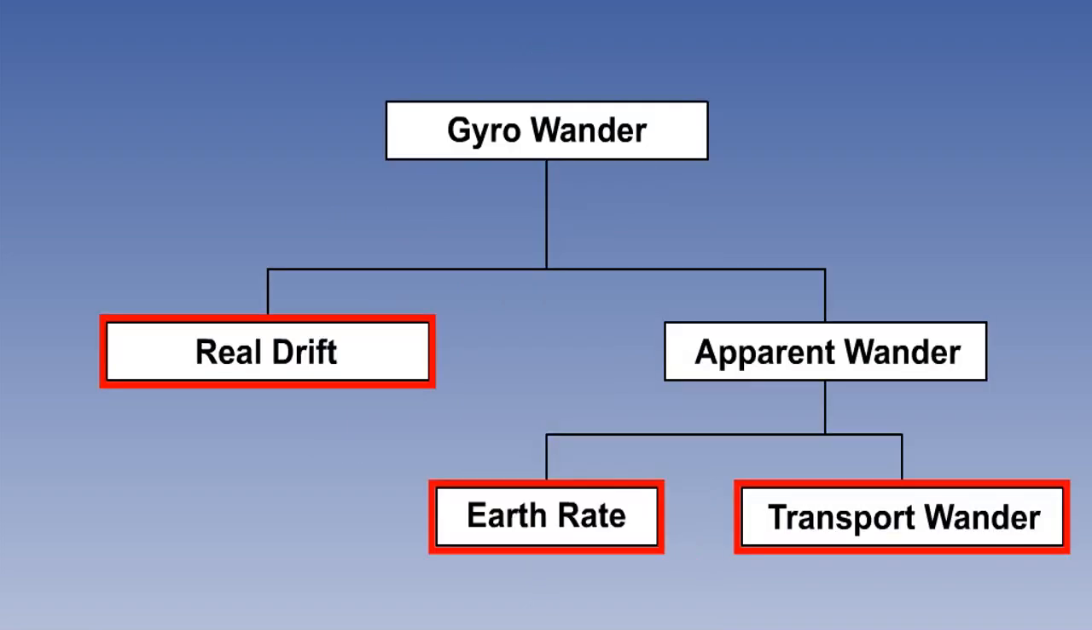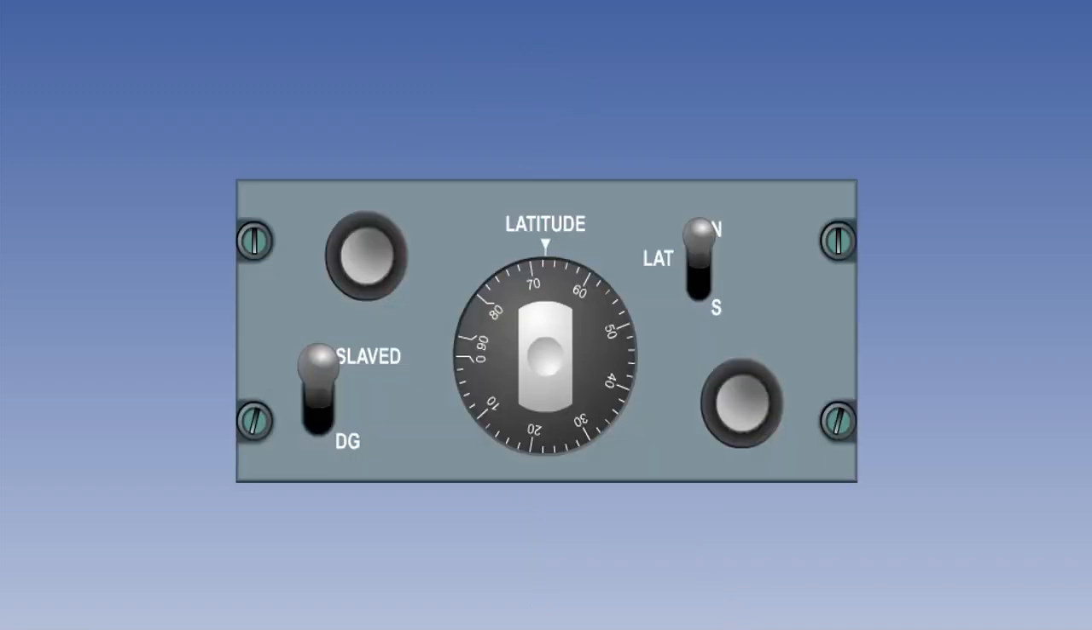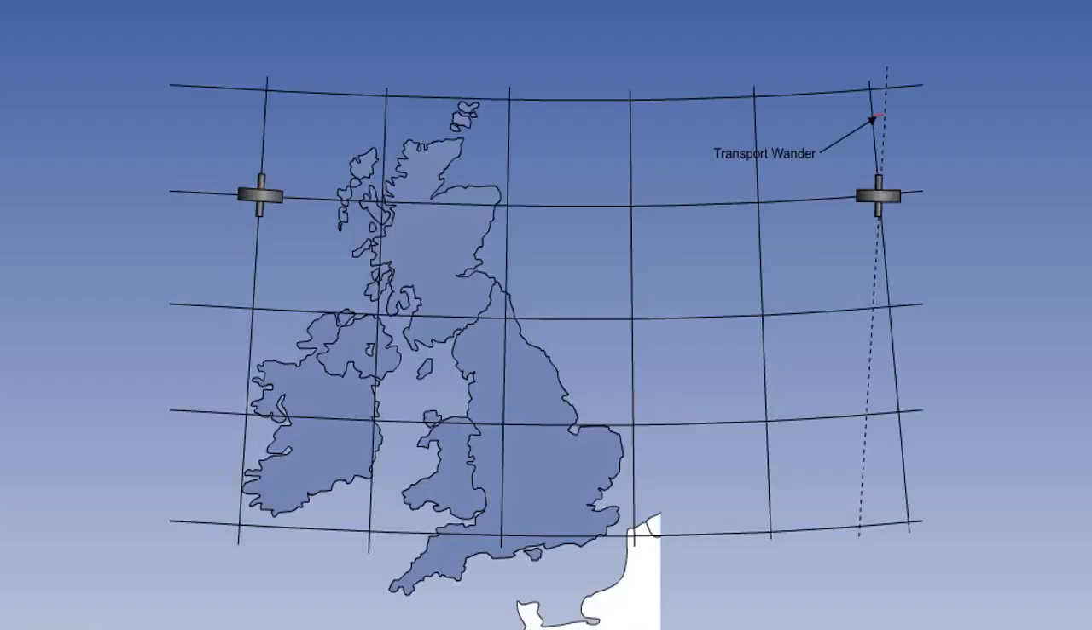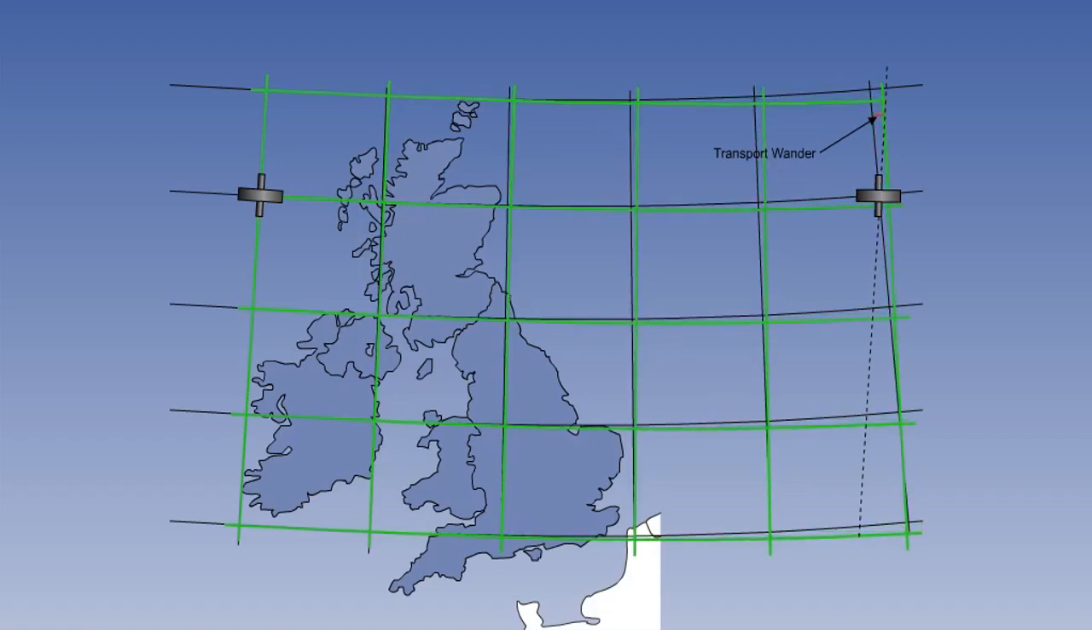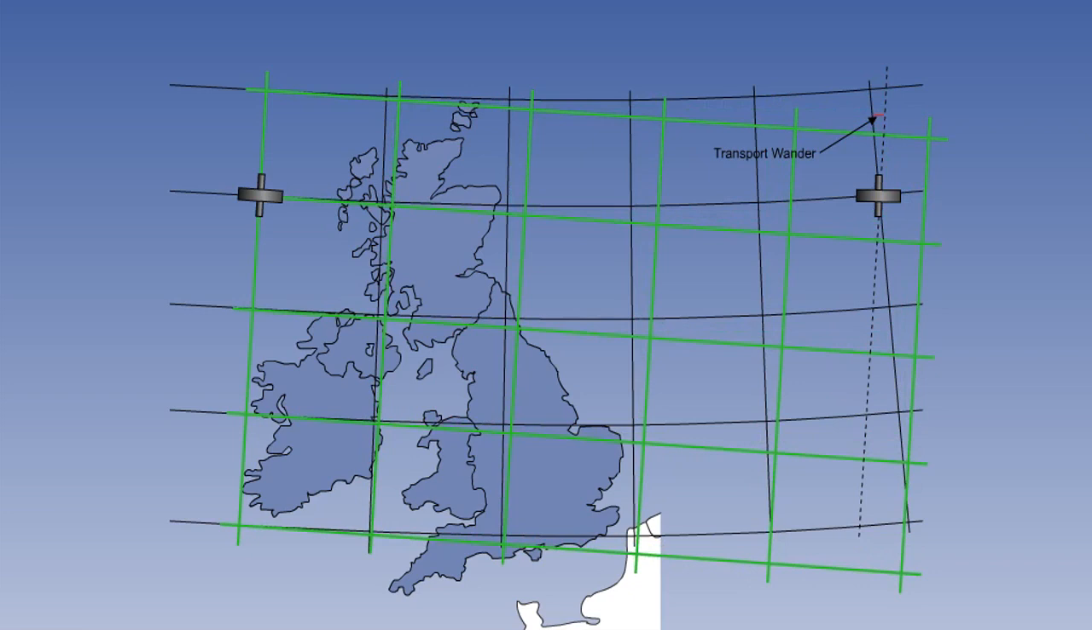In this case, the three sources of error are real drift, earth rate, and transport wander. Real drift is low in modern gyros and can be regarded as not significant. Earth rate can be mechanically compensated by the use of automatic devices. And transport wander, which is another name for meridian convergence, is eliminated or nearly eliminated by the use of a grid.